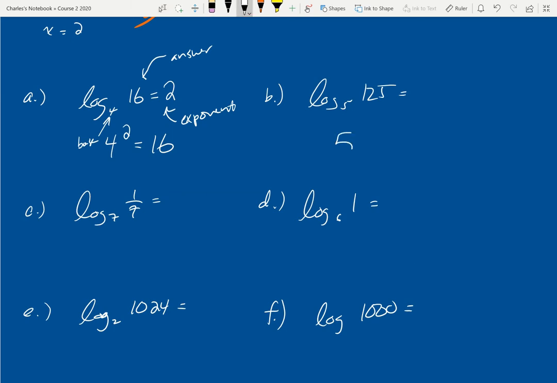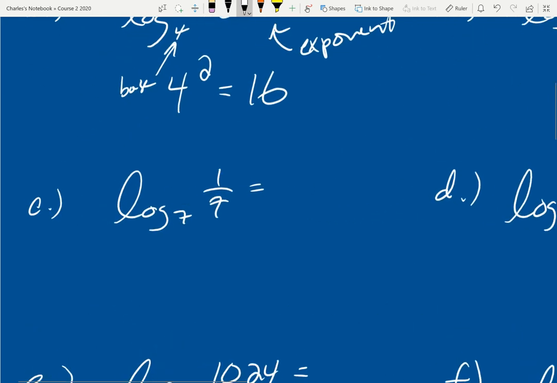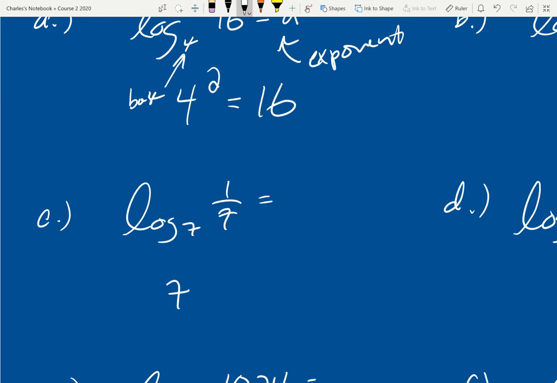So I might think of 5 to what power equals 125? Well, that's going to be 3. So log base 5 of 125 is equal to 3. I might think of 7 to what power is equal to 1/7? Well, that's -1. So log base 7 of 1/7 is -1.